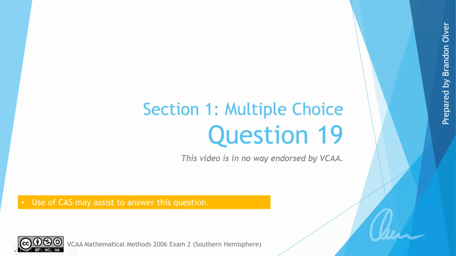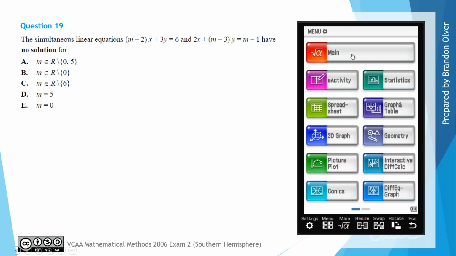Now before we move on, I'd just like to point out that the use of a CAS calculator may assist in answering this question, but there is still a considerable amount of setup that you need to do by hand before that will work. So for question 19 we consider the simultaneous linear equations as shown, and we want to find the value of m so that there's no solution to that system of simultaneous equations.